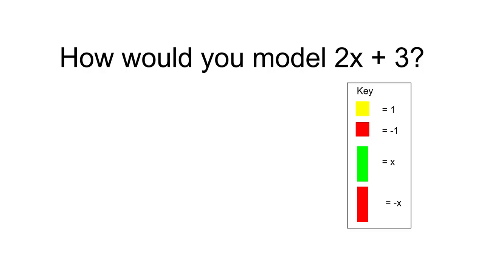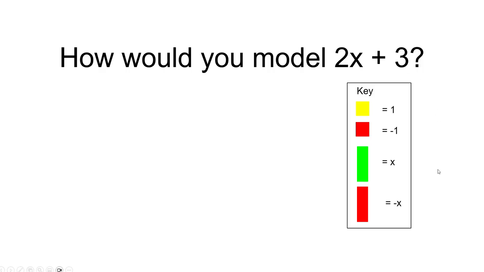First of all, imagine you had tiles of these colors. One side is yellow and represents positive 1. The other side is red and represents negative 1. We would also have rectangles where one side is green and represents positive x, and one side is red and represents negative x. So using this key, let's model 2x plus 3.